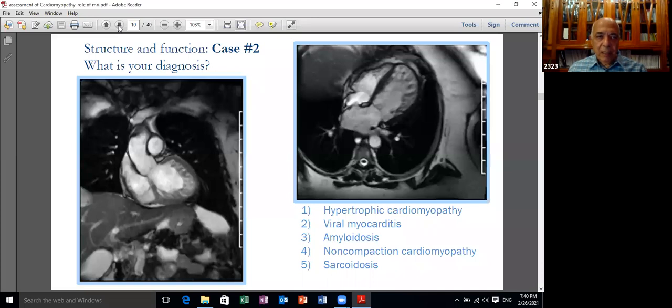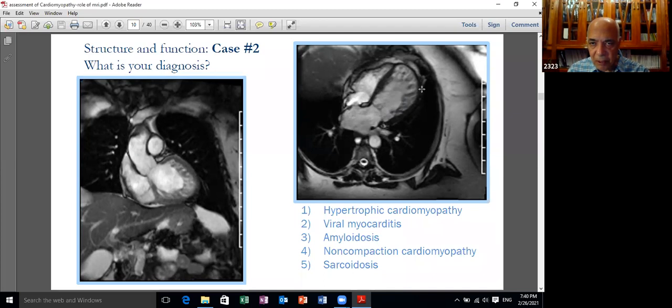Now this is another case. Look at these pictures and what's the diagnosis. Now, this is a coronal view. Here is the left ventricle. Here is the right. This is the left ventricle. This is the right ventricle. This is the aorta. This is a part of the pulmonary artery. And this is an apical 4-chamber view. This is the left ventricle. The septum is free. And if you look here, this is non-compaction.